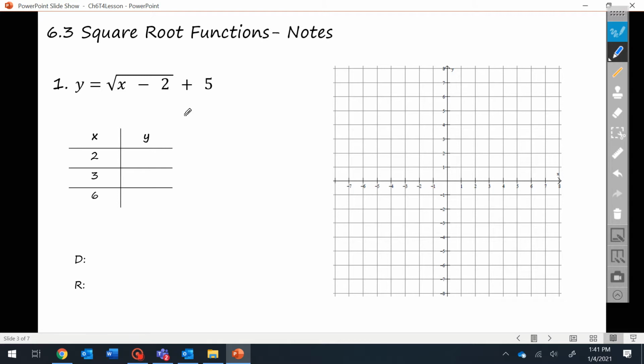Okay, so let's start. Our standard form is y equals a times the square root of x minus h, plus k. The h and the k are our starting points. Our h is 2, since it's x minus 2, and k is 5, so our starting point is going to be (2, 5).